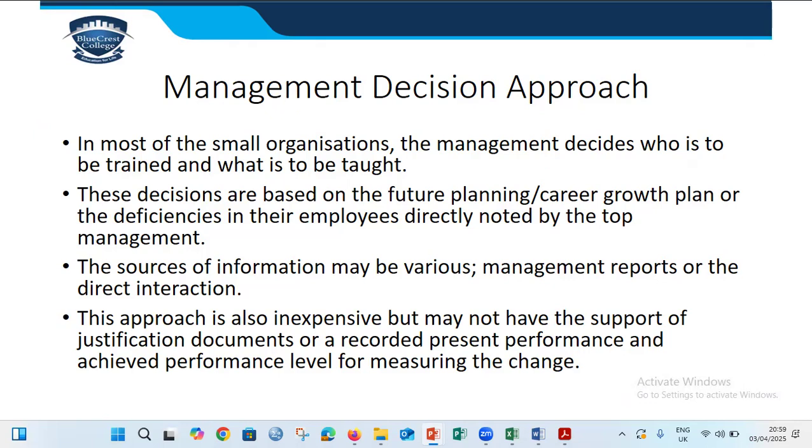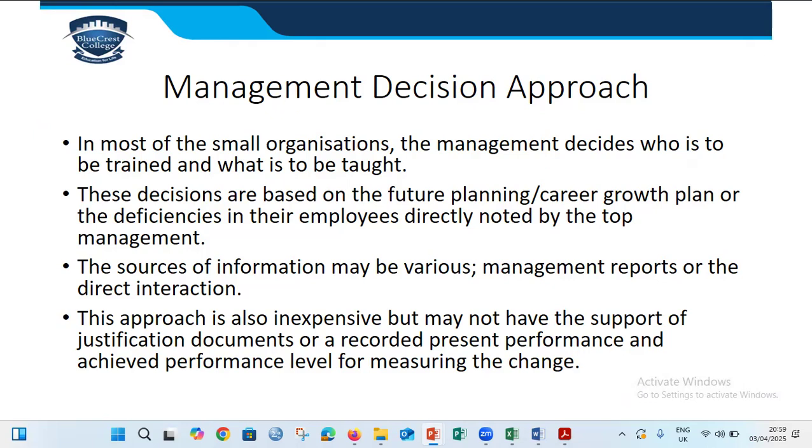The sources of information may be from reports, like we said earlier, or a direct interaction with the employee. So sometimes you will be called for a meeting, and based on how the discussions go, or based on the conversation you have with top management, they can prescribe a particular training for you. This approach is also not expensive because you don't have to administer any questionnaire. You don't have to depend on anyone to give you information. It's just top management observing and then taking a decision. So the approach is not expensive.